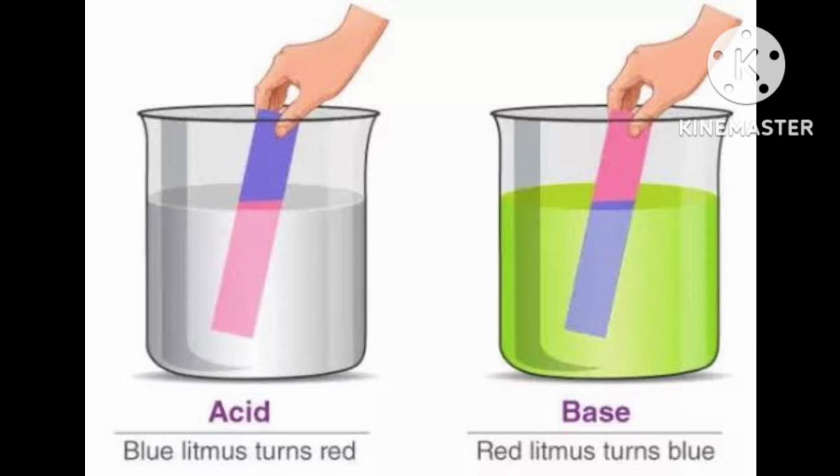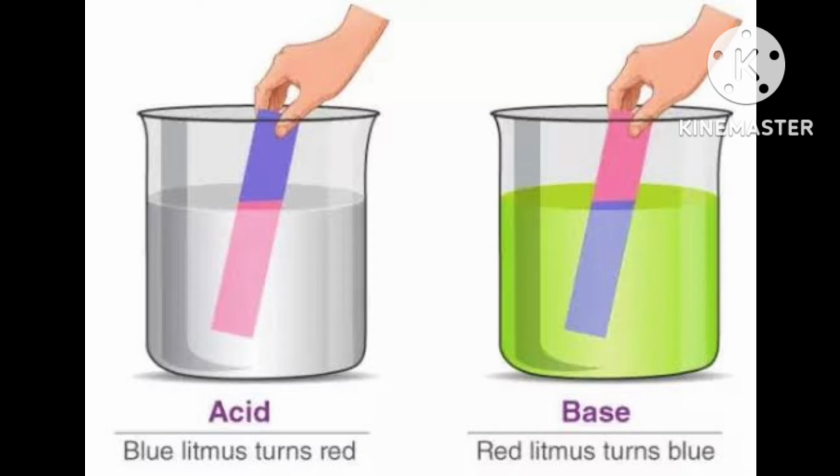Acids are known to turn blue litmus paper red. Always remember, these are common things. Acids turn blue litmus paper into red. The opposite will be the case for bases.